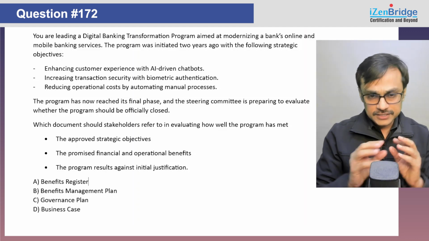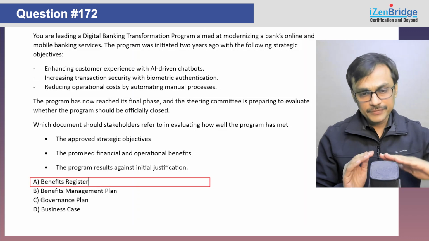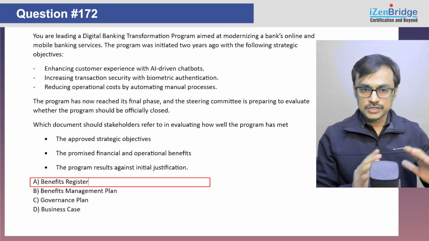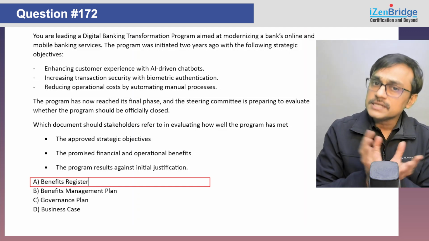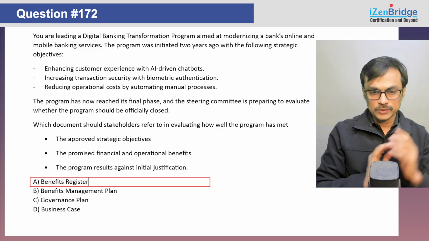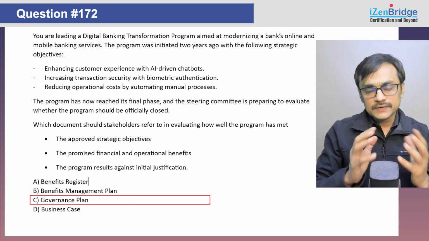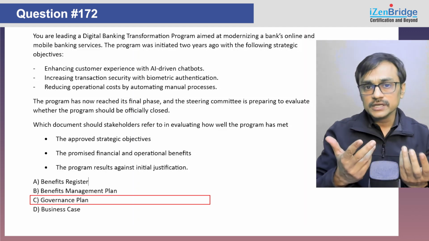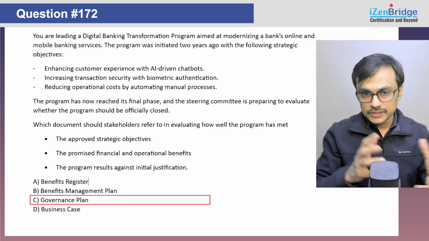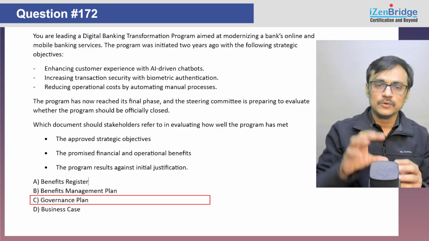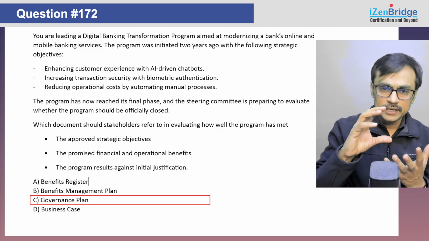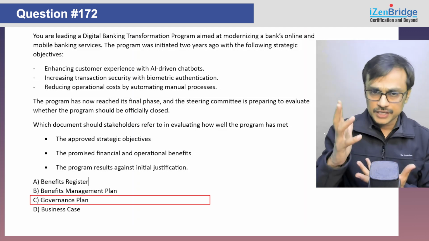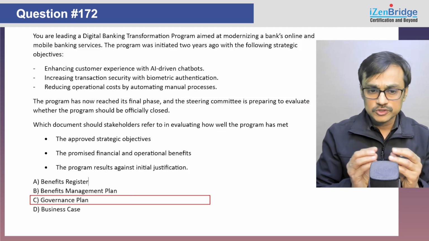So here, if I just try to bifurcate it, we can easily rule out benefits register, because the objective of benefits register is focusing on ongoing status of the benefits. So we can easily ignore governance plan. In a way, governance plans guide you how to do a program closure. But in this particular case, we are not focusing on how possibly we should govern the program closure. We are focusing on analyzing success by evaluating the strategic objective met, benefits realized, and the justification. So governance plan can also be ignored.